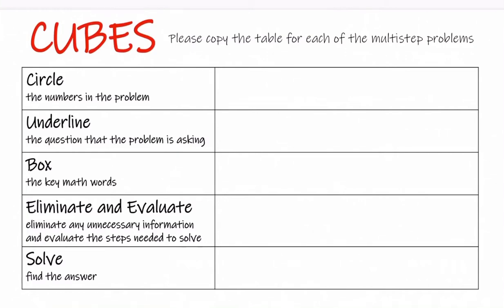So underneath it is what we're circling, what we're underlining. So the circle, we circle the numbers in the problem. We underline the question that is being asked. We box the key math words. We eliminate any unnecessary information and evaluate the steps needed to solve. And then we solve to find the answer. And that also includes double checking your work.